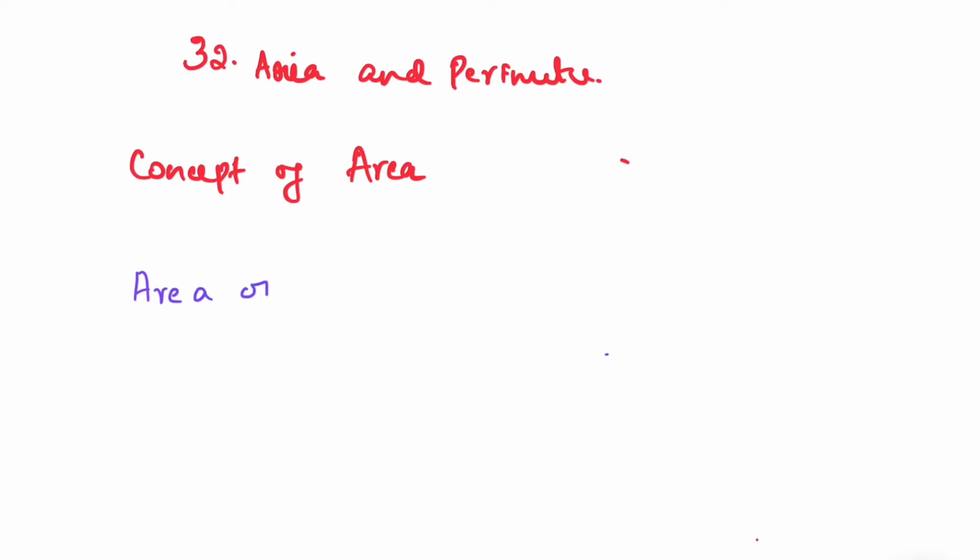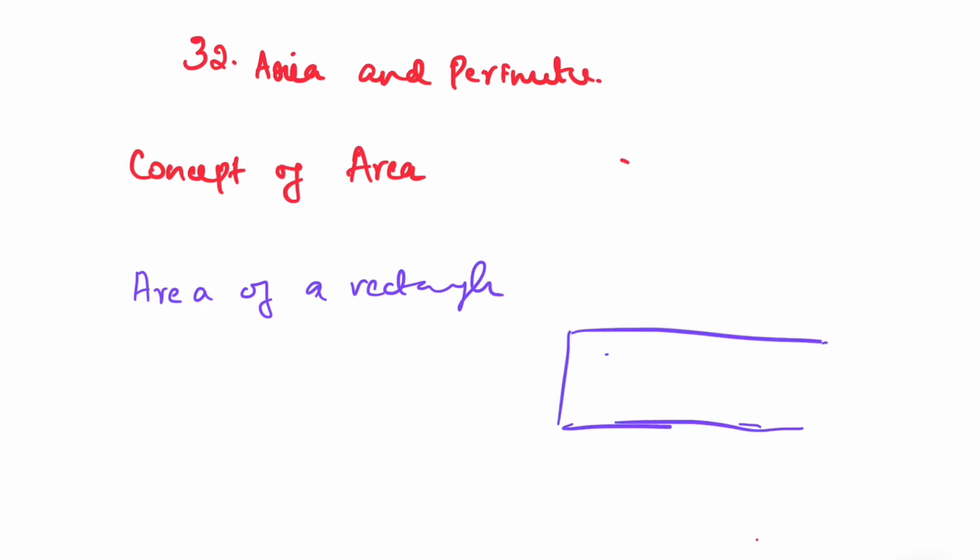Area of a rectangle. In general, if you have a rectangle, the largest side is called the length and the shorter side is called the breadth. So, area is equal to length into breadth. Area is equal to length into breadth.